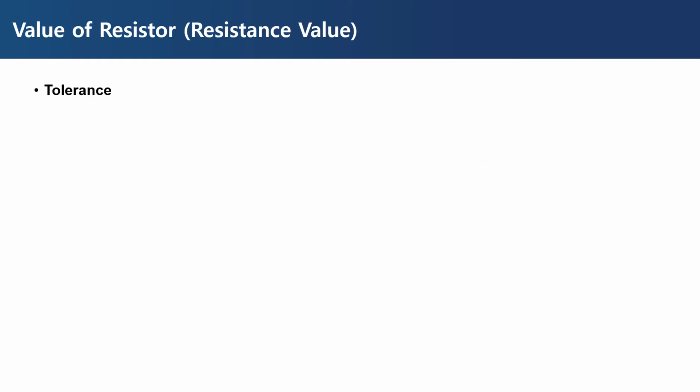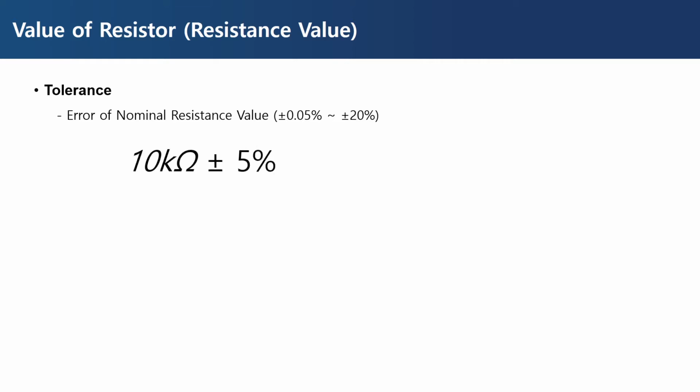After choosing the resistance value, you need to check the tolerance of the resistor. Resistors can have a tolerance range of 0.05% up to 20%. 1% or 5% tolerance resistors are mostly used. For example, a 10 kilo-ohm resistor with a tolerance of 5% can have a resistance value between 9.5 kilo-ohm and 10.5 kilo-ohm. So you need to check whether this range is tolerable in your circuit.